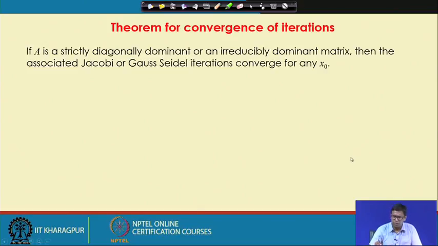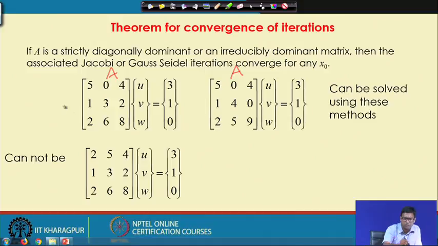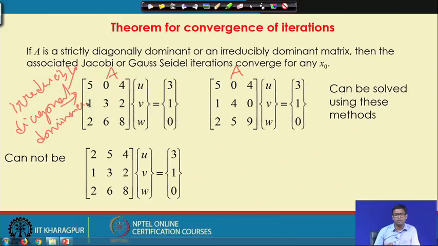So, for which type of matrices will this converge? For example, the first matrix 5 0 4 1 3 2 2 6 8 is an A matrix. Now, if I look here, this is a diagonally dominant row, 5 is greater than the sum of this. This is weakly diagonally dominant: 1 plus 2 is equal to 3, 2 plus 8 is equal to 10. However, this becomes an irreducibly diagonally dominant matrix, and this is a diagonally dominant matrix.